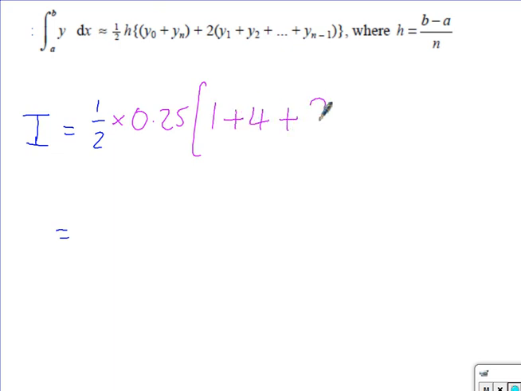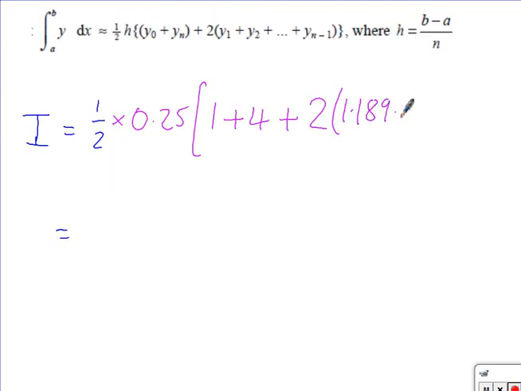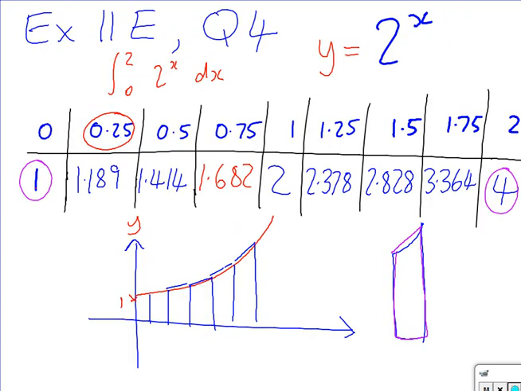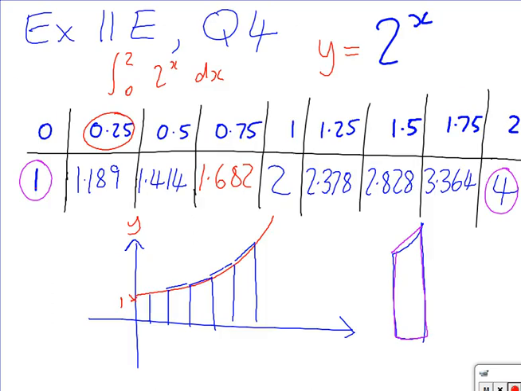And then the rest of them, we've got another pair of brackets. All the other y values are used twice, as we explained previously. So 1.189 is the first one, and we keep going all the way up until we get to the last of those ones, which you can see from the table is 3.364. Close both sets of brackets, put them in your calculator, being careful to make sure that you get all your brackets in the right place, and you should end up with 4.34.